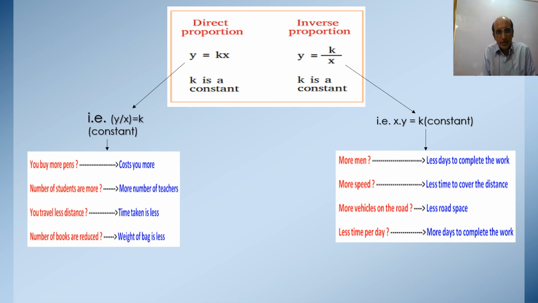Briefly, in direct proportion, the ratio is constant, Y upon X is constant, and in inverse proportion, the product is constant, X into Y is constant.